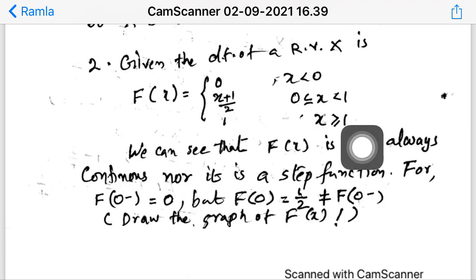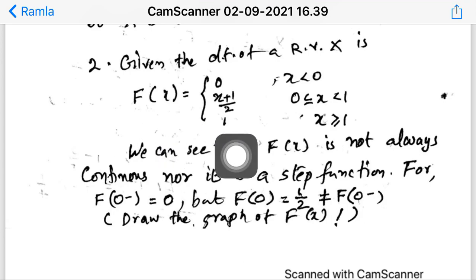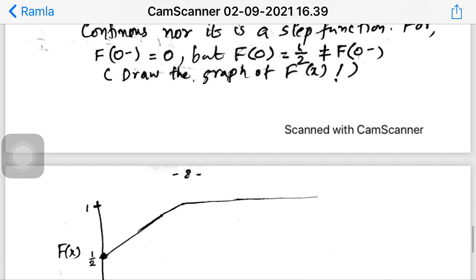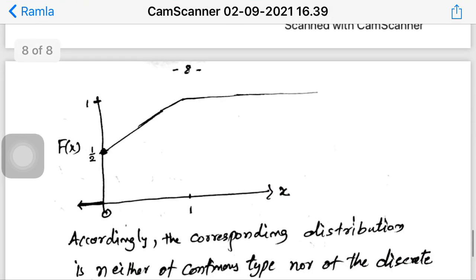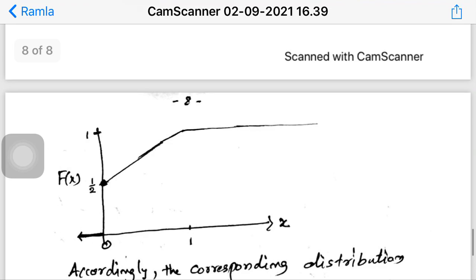And when x is equal to 1 or more, you have f of x equal to 1. Okay, and this will be clear if you draw the graph of the distribution function f of x. You can see this graph, right? In this graph, what happens?